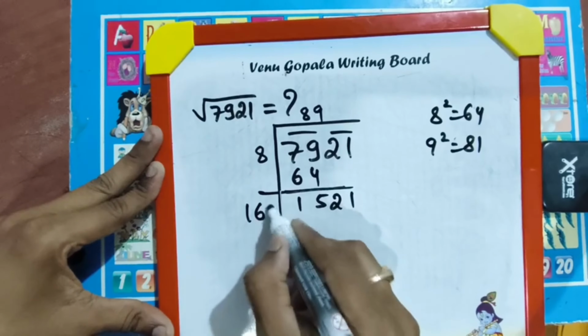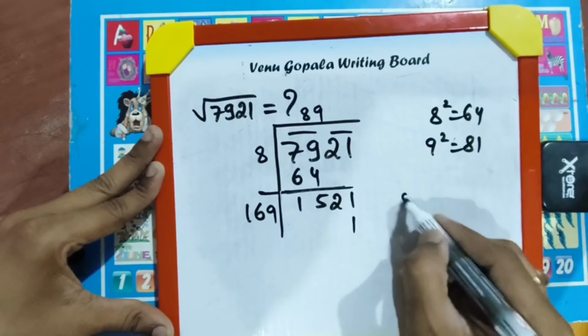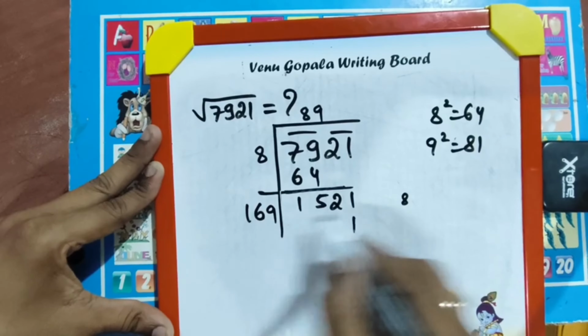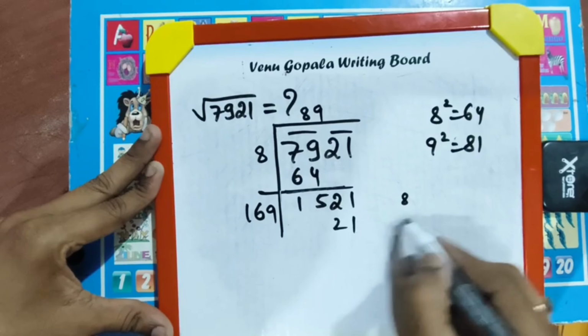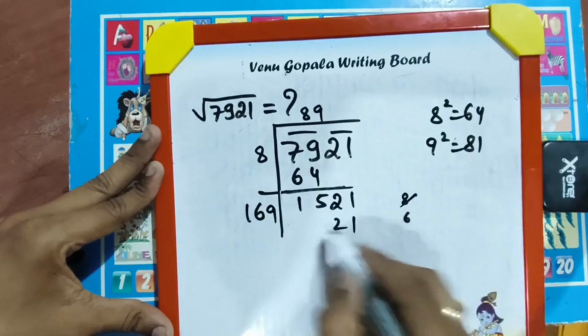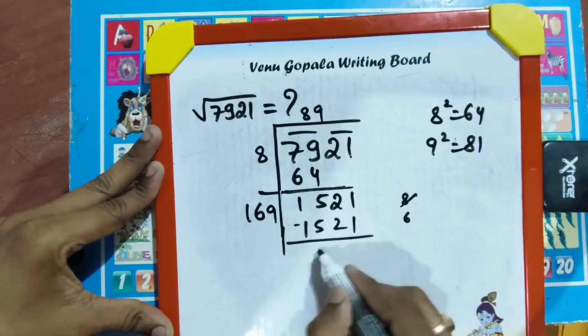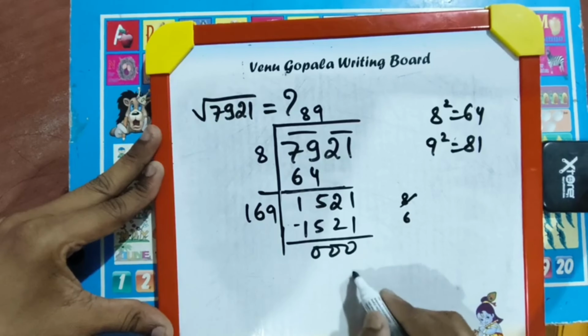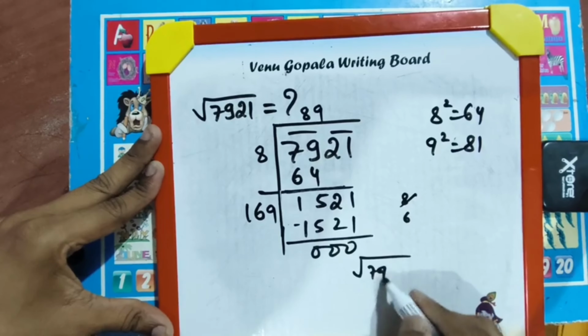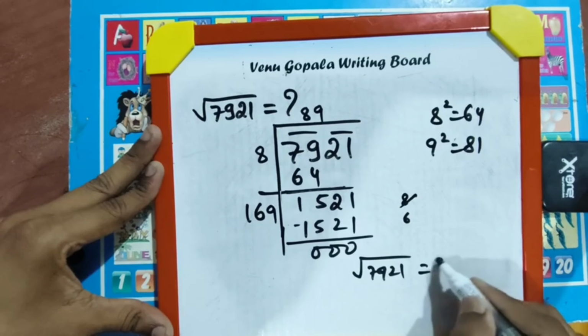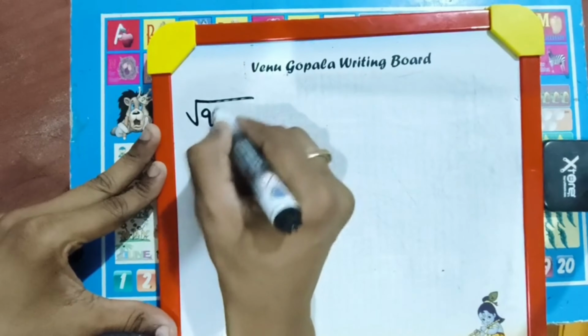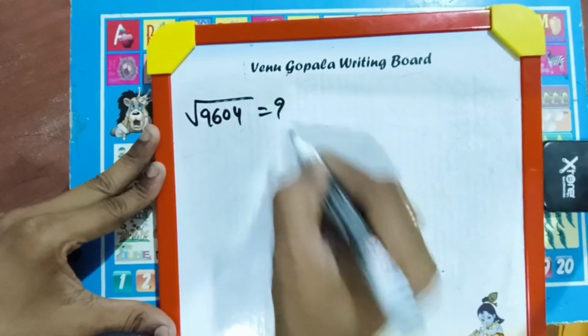Now, check the unit digit number 1 whose square is 81. 9 square is 81. 9 6s are 54 plus 8, 62. 9 1s are 9. 9 plus 6, 15. 1521. Therefore, the correct answer is 89. The square root of 7921 is 89. Let us take one more question.